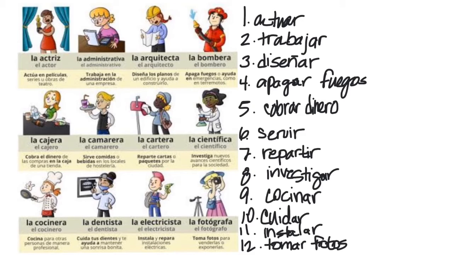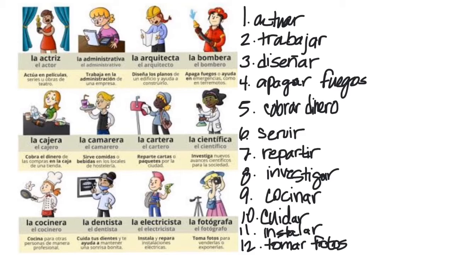So here I have a few occupations, certainly not all of them. And then I have a list of 12 different main verbs that I wanted to include. These are some great action verbs, some great useful verbs that aren't just specific to one occupation. We can use these in all kinds of different occupations. The first one, actuar, to act.